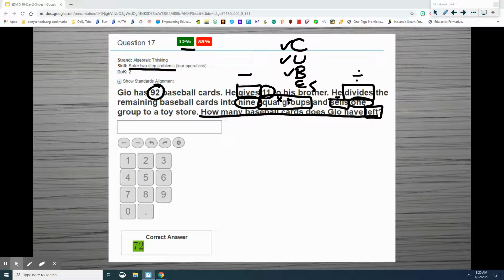So I'm going to start from the beginning and evaluate what to do. He has 92 baseball cards, so that's what he starts with. My answer will not be more than 92 because he only has 92. We're looking for how many he has left. So he gives 11 to his brother. I said if he gives, then we're going to subtract 11. So 92 minus 11: 2 minus 1 is 1, 9 minus 1 is 8. So at this point, after he gave them away to his brother, he has 81.